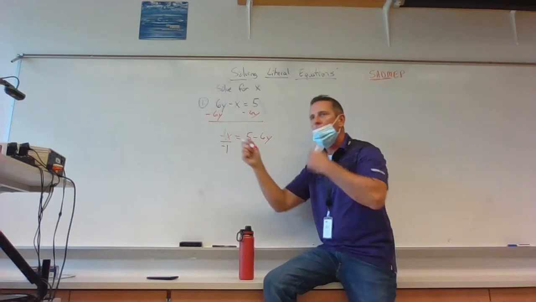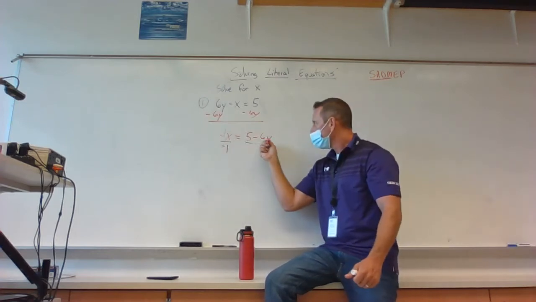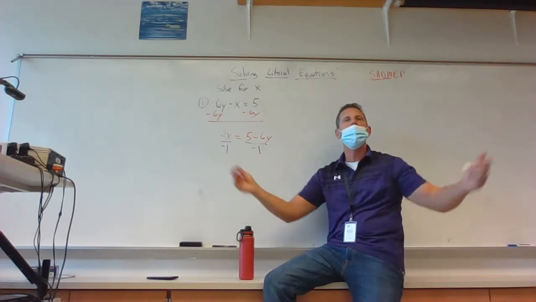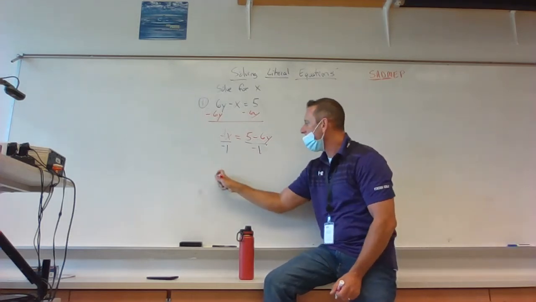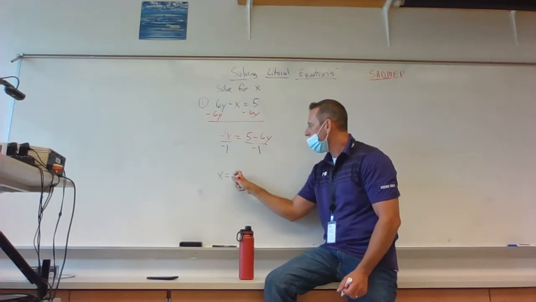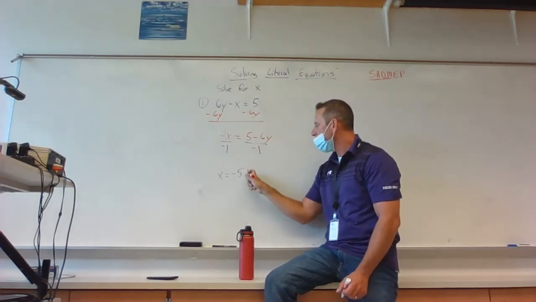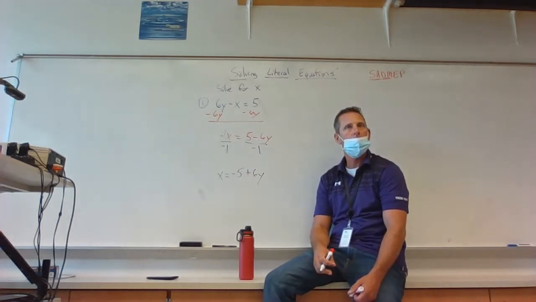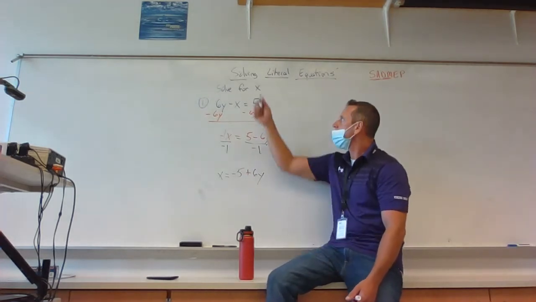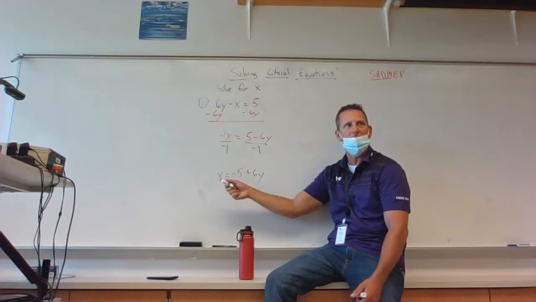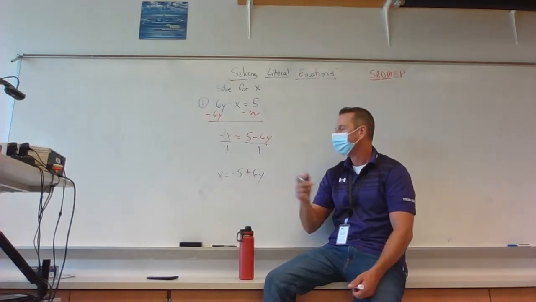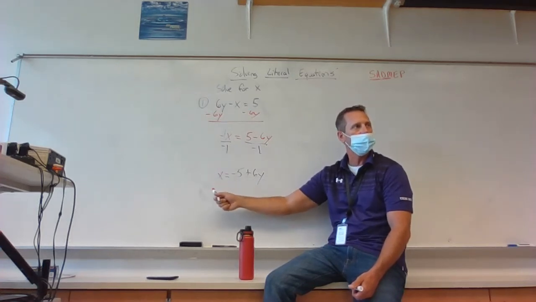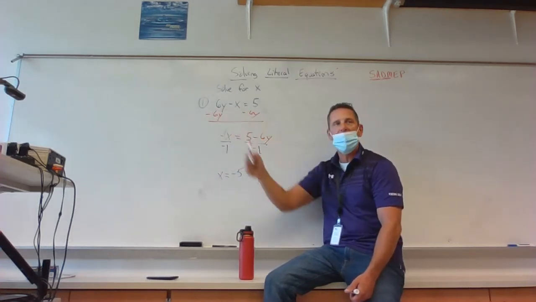Divided by -1. Divide the left side, divide the right side. Dividing by a -1 just changes the signs on everything. So this is x, that becomes -5, and this now becomes a +6y. This is our answer. We solved for x. X is isolated. It's by itself. We solve for that variable by undoing what's happening to it.